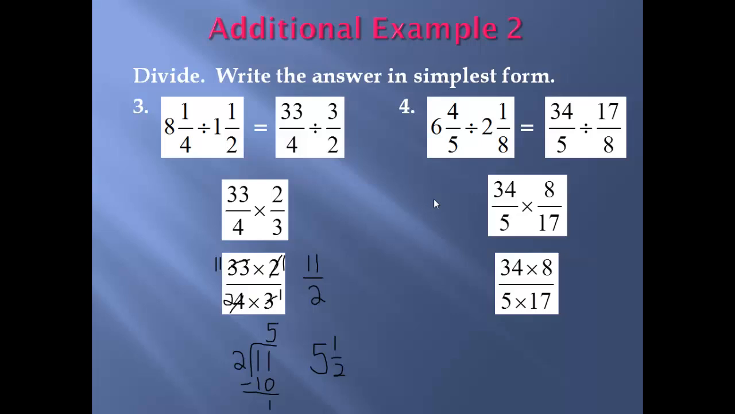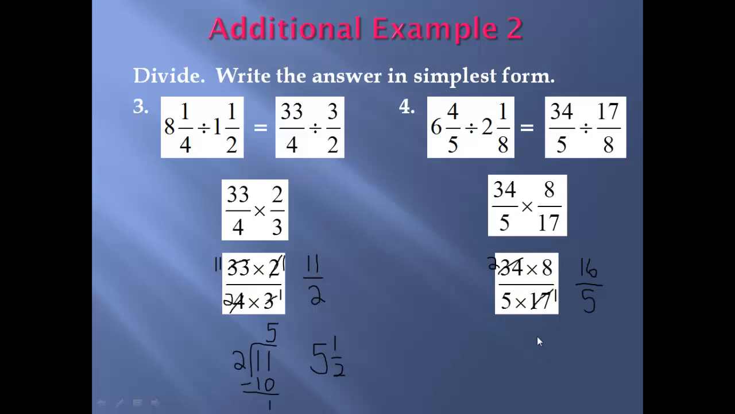5 times 17. Now we look to see if we can simplify. 17 and 34 can both be divided by 17. 17 divided by 17 is 1, and 34 divided by 17 is 2. Now we'll go ahead and multiply across. 2 times 8 is 16, and 5 times 1 is 5.